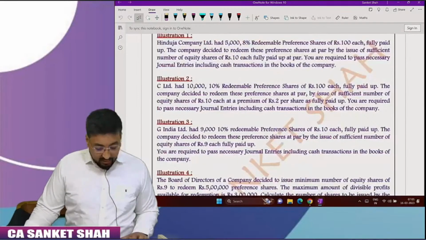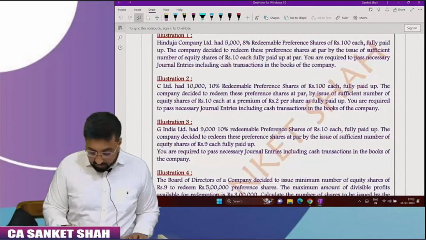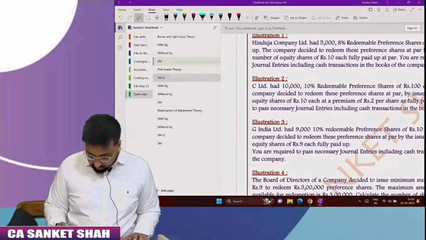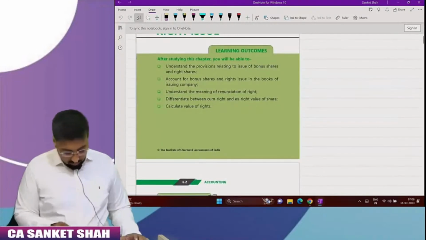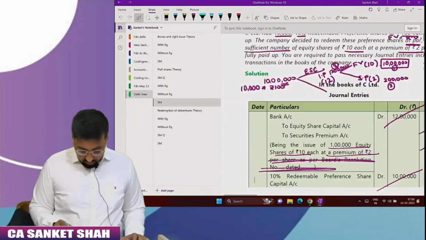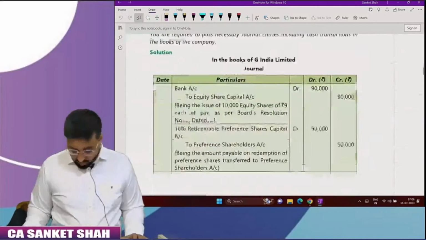Yes, last illustration में, last lecture में हमने क्या क्या complete किया था? Yes, tell me number of illustrations that we already completed. Two we have completed.